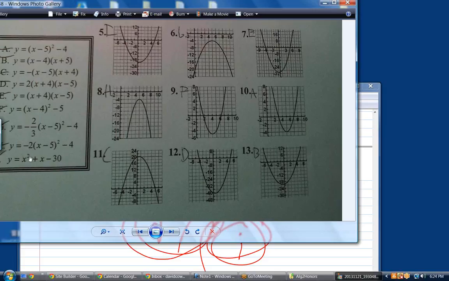And finally this one, x squared plus x minus 30, which is in what I would call standard format. What do you need to do to that? Should you factor it? What's it factor to? x plus 6 times x minus 5. So our x-intercepts are -6 and +5. That looks like 7.